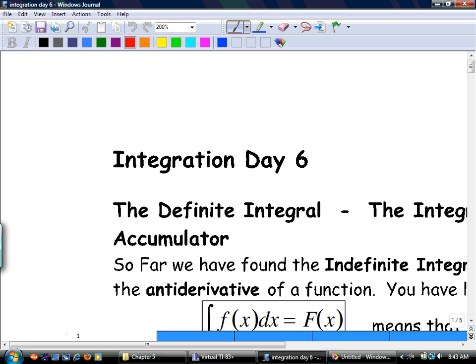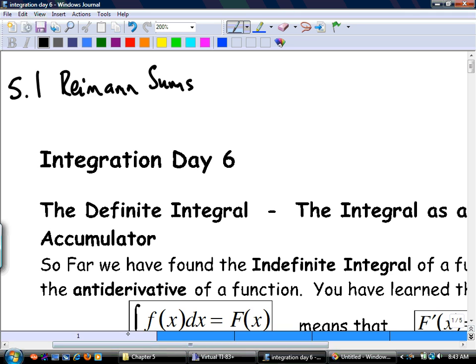This is a history lesson. So, if you're following along in your textbook, it's under the section 5.1, Riemann sums. Why do I need two M's in sums? Riemann. Okay. So the formulas that we're going to use today are.